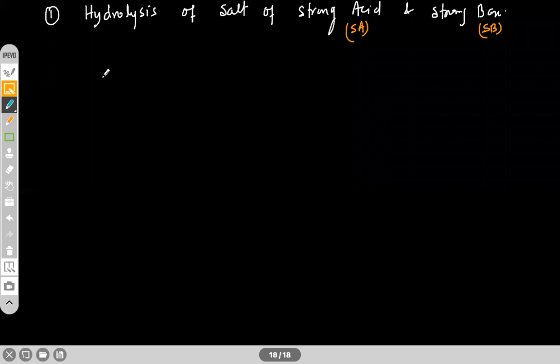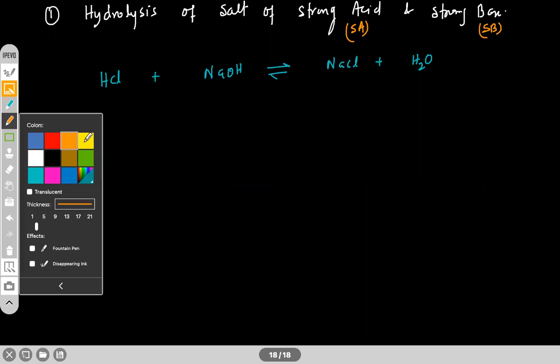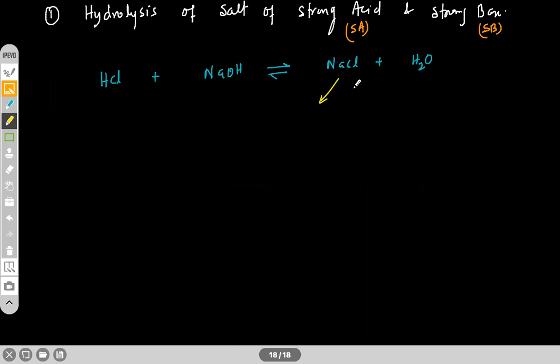For example, suppose I'm taking HCl, strong acid, and the base NaOH. It gives NaCl and H2O. Now this NaCl is a strong electrolyte basically, so it exists as Na plus and Cl minus.